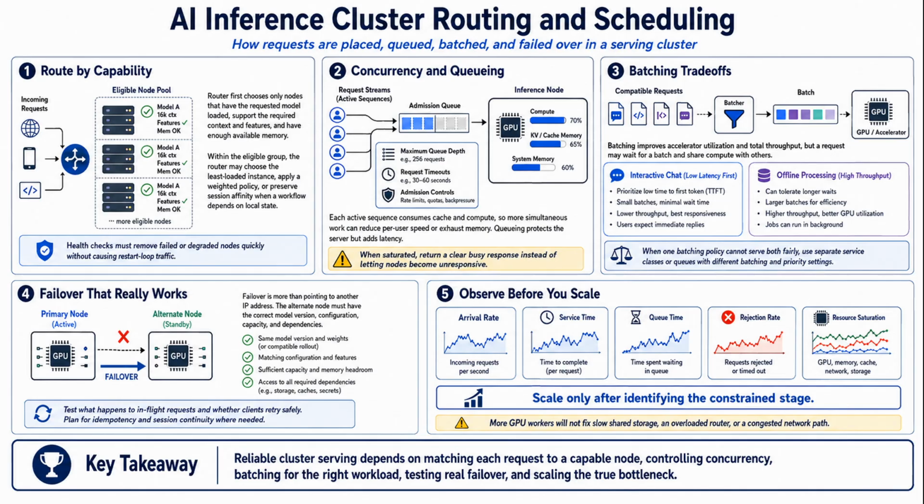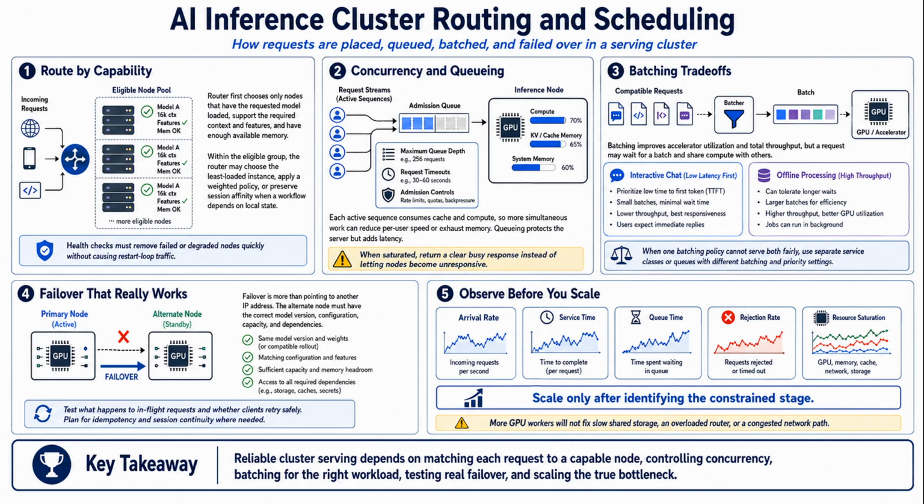Routing begins with capability. A request should reach a node that has the requested model loaded, supports the required context and features, and has enough available memory. Within that eligible group, the router may choose the least loaded instance, follow a weighted policy, or preserve session affinity when a workflow depends on local state. Health checks must remove failed or degraded nodes quickly without sending traffic into a restart loop.